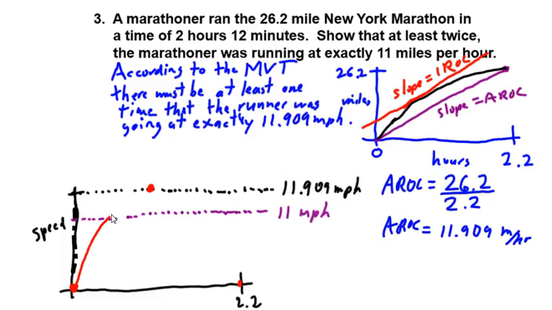And what he's going to have to do is go through and touch 11 miles per hour at least once. And then he'll have to come down after achieving that rate, come down before stopping sometime. To get to stop, he's going to have to cross through 11 miles per hour again.